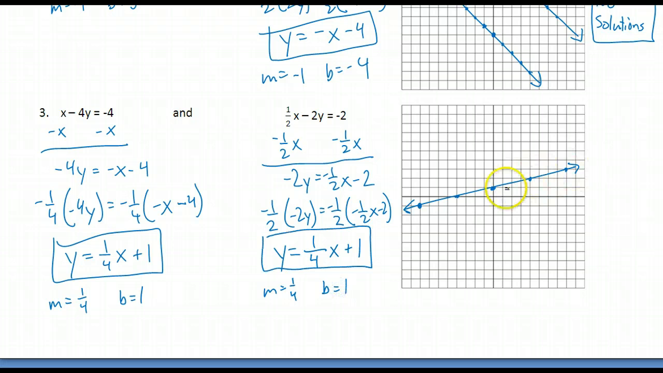Which ends up giving me the exact same line. Since I have two lines that are right on top of each other, these lines are called coincidental lines. When I have coincidental lines, any answer I can find that works for my first equation will automatically work for my second equation. And any answer I can find for my second equation will automatically work for my first. So any point on this line is a solution to this system. So I have infinite solutions.